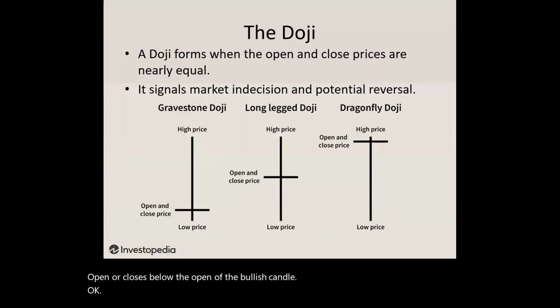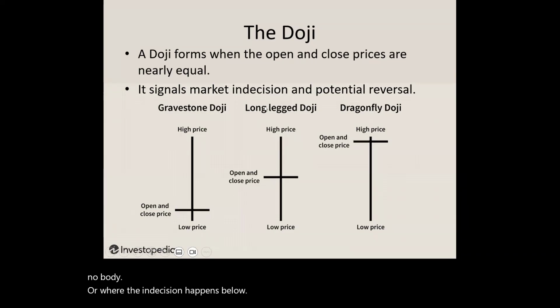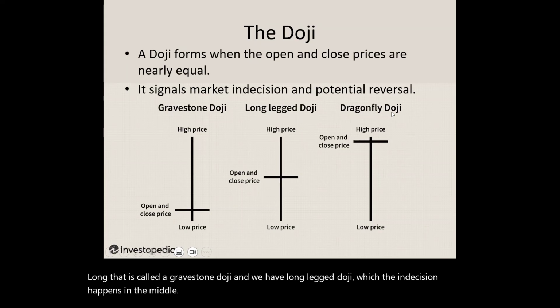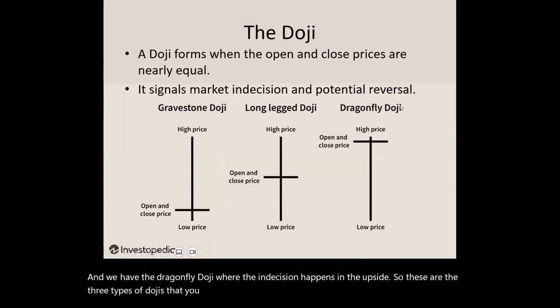Then we have doji. So doji normally signals indecision or a potential reversal. It could also signal continuation, but there are different types of dojis. So we have a doji that has a little body or no body, where the indecision happens below, and we have a long one that is called a gravestone doji. And then we have the long-legged doji, where the indecision happens in the middle. And we have the dragonfly doji, where the indecision happens on the upside. So these are the three types of dojis that you should learn to recognize.